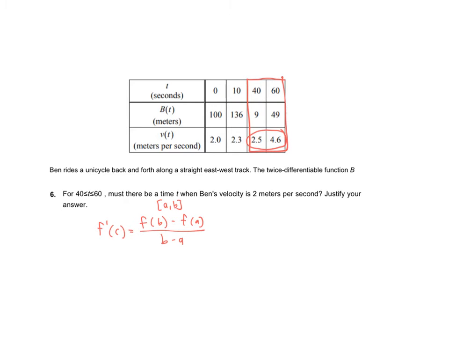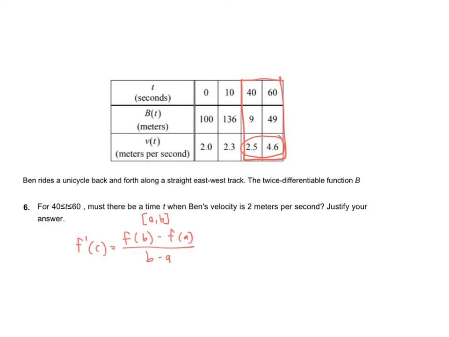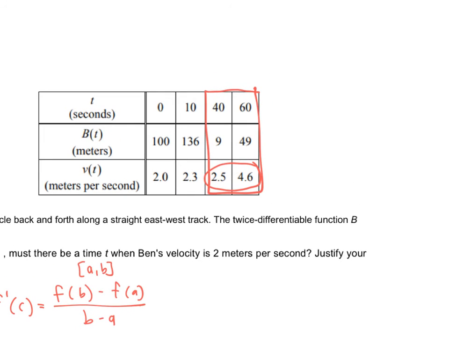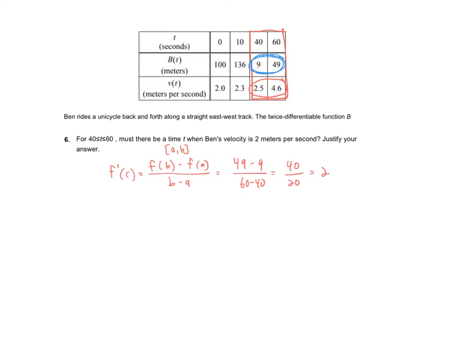So now if we want to talk about his velocity being 2 meters per second, when we're doing mean value theorem, we'll have to use position values. Okay, so for this one, we'll do 49 minus 9 over 60 minus 40. And then that's 2. So that worked out, that has to work out just right. These have to be the exact same things. All right, and then now we have to just figure out how to write this.